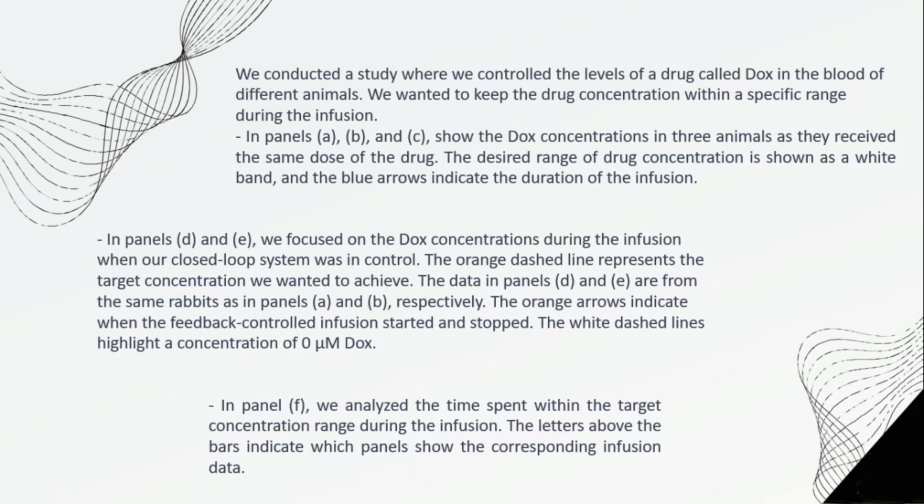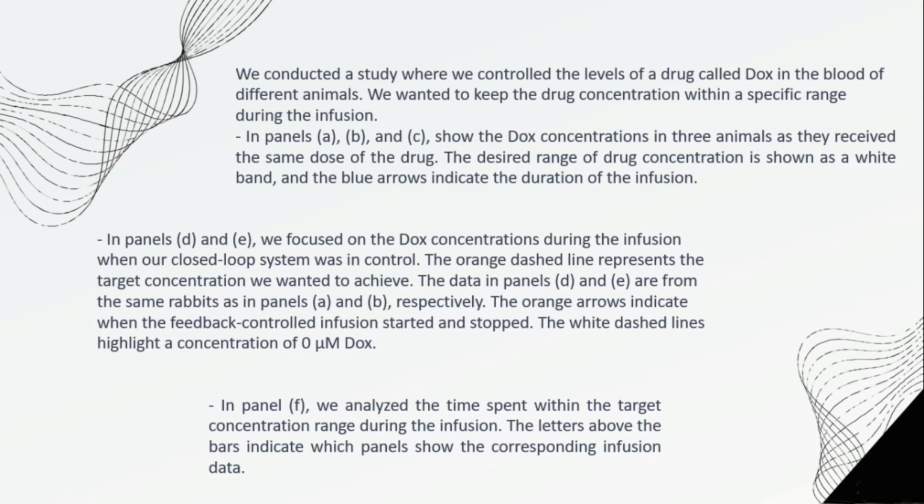The desired range of drug concentration is shown as a white band, and the blue arrows indicate the duration of infusion. In panels D and E, we focus on the dogs concentration during the infusion when our closed-loop system was in control. The orange dashed line represents the target concentration we want to achieve. The data in panels D and E are from the same rabbits as in panels A and B, respectively. The orange arrow indicates when the feedback control infusion started and stopped.